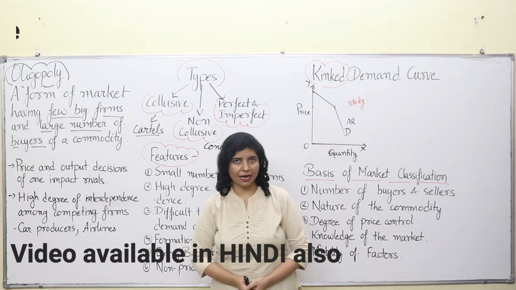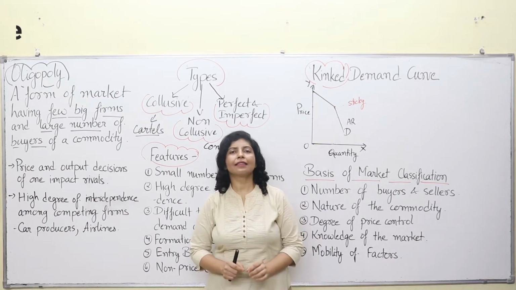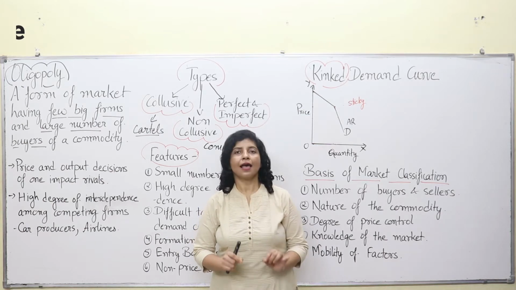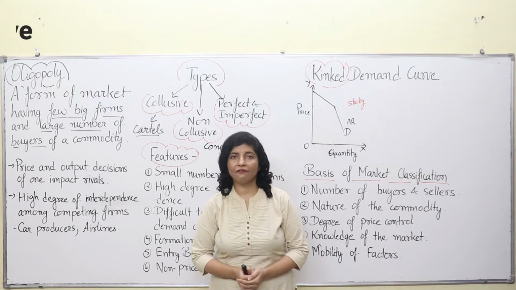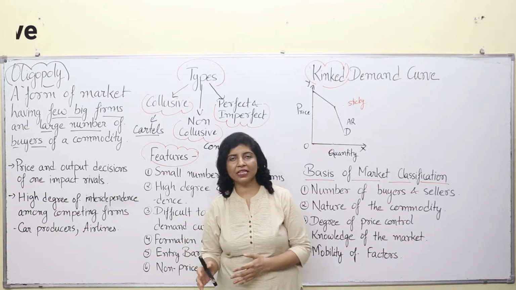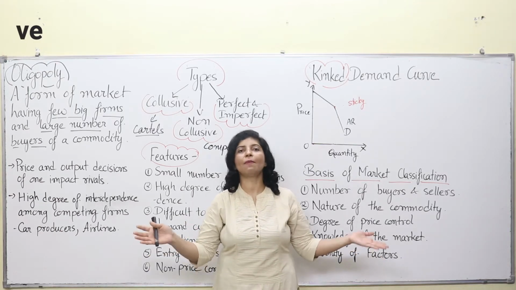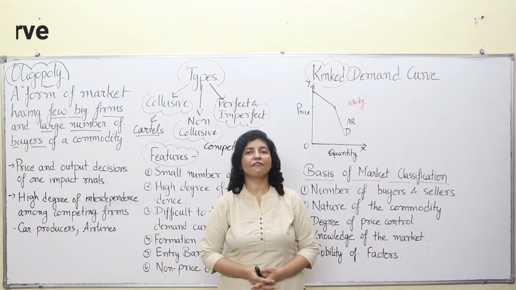Today we will discuss the oligopoly market. What is an oligopoly market? It's the market where there are very few sellers and a very large number of buyers. Take for example the automobile industry, where there are very few car companies operating in the market and we all buy the cars manufactured by them.